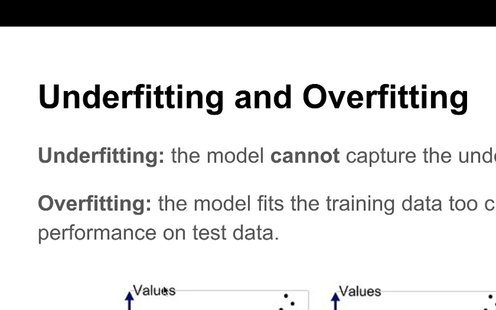Overfitting is when the model fits the training data too closely, resulting in poor performance on the test data. So now you're essentially passing through every single point, right? So if you give it a new point that it's never seen before, it's gonna perform very poorly because it overfitted all your training data, right? So that's the whole idea of regularization. Regularization is tackling the problem of overfitting, right?